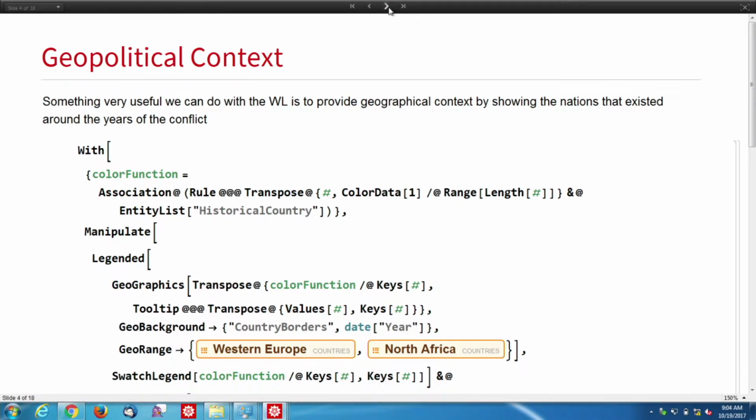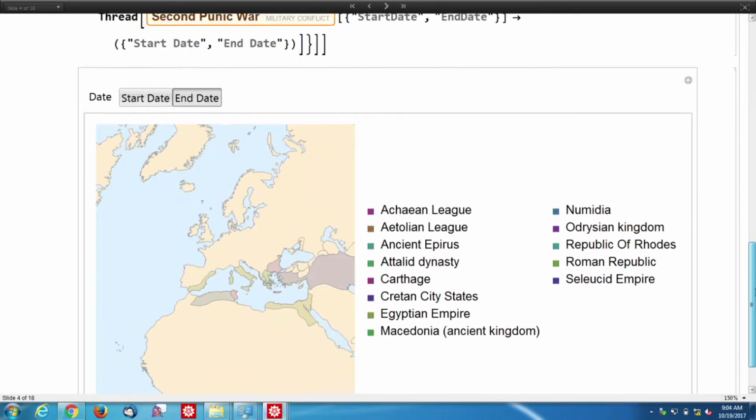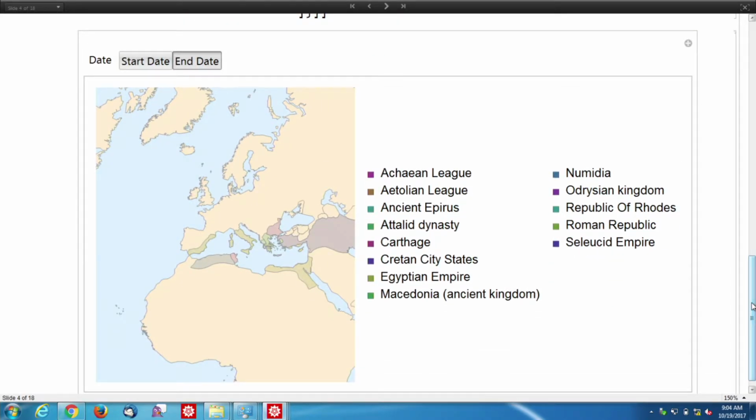Now, what we can do with geographical and date-related calculations is more interesting. For example, to better understand the conflict, it's better to understand the context in which it happened. For instance, we can call upon the map of the world at the start and the end of the conflict. We can see here the major powers. Here the colors don't help much.